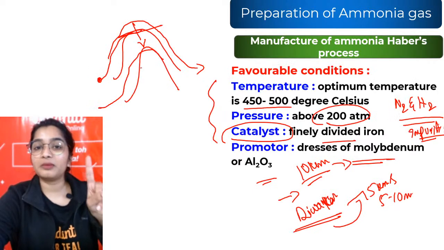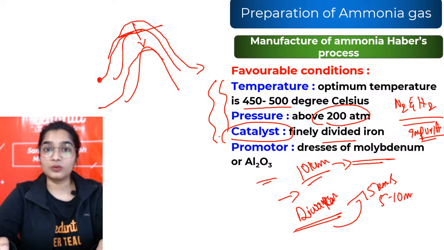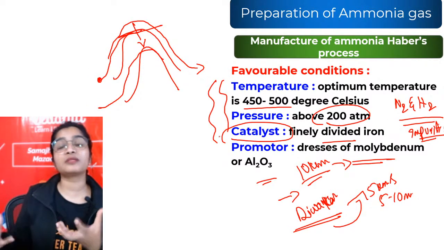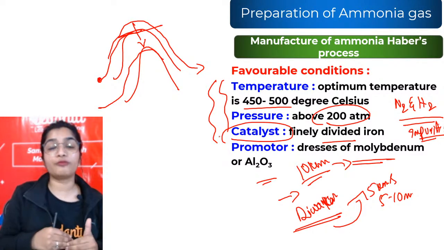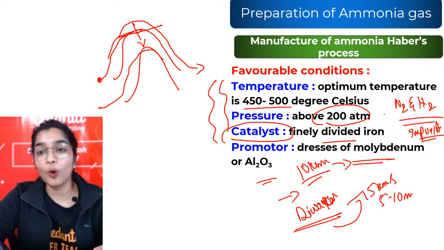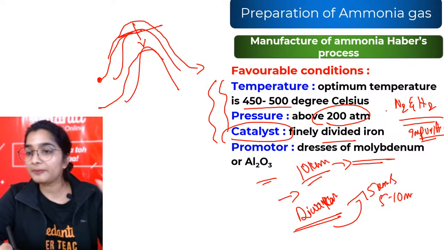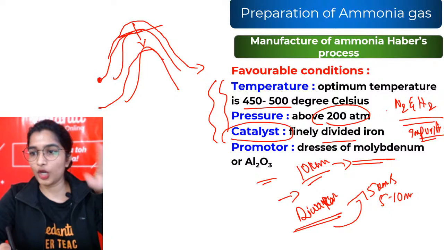Got it, no? The favorable conditions, this is important. They might ask you why nitrogen and hydrogen must be free of impurities. What happens if there is an impurity? What is the role of promoter? So you should know all these points. Clear, people? Yes or no?